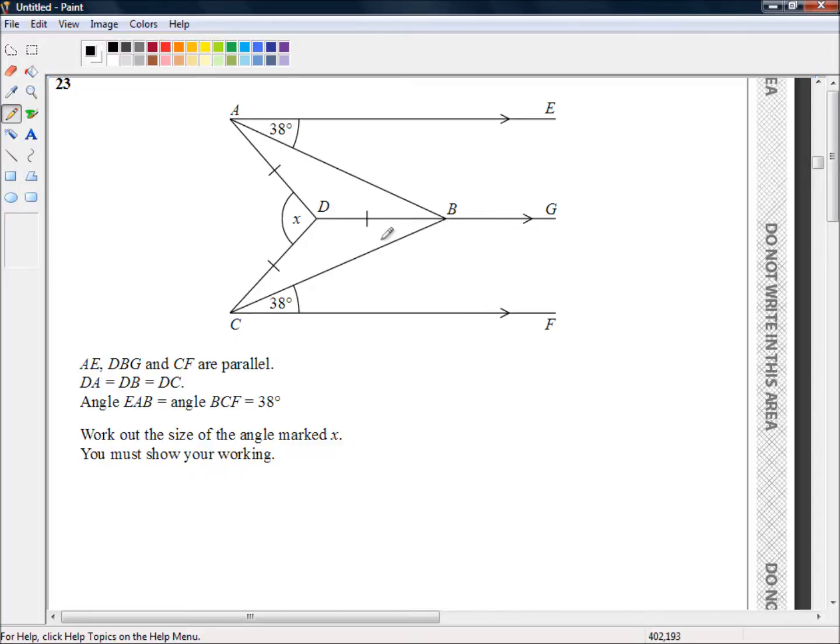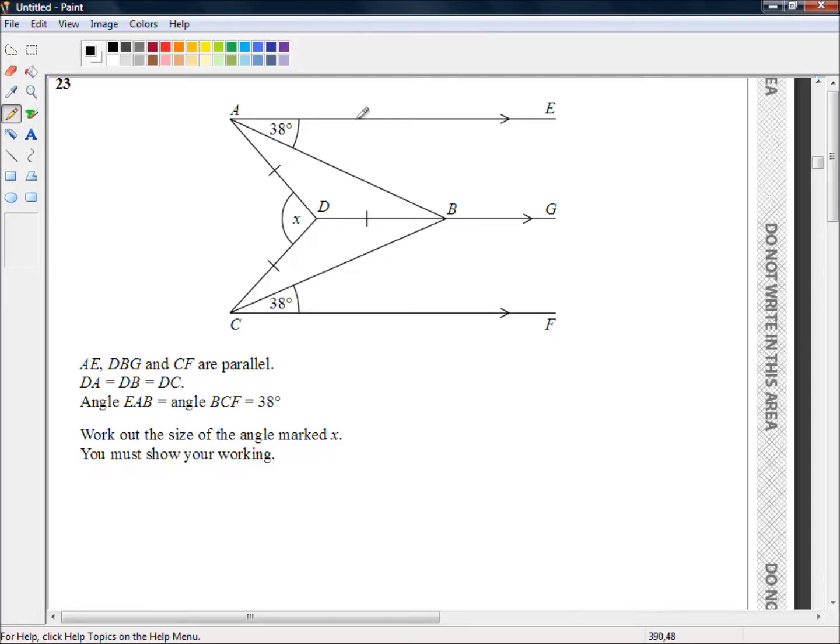So we have ourselves a diagram and the instruction says lines AED, BGE, and EF are parallel, and you can see these are parallel because there are arrows on them that indicate that. DA equals DB equals DC, so that's these lines here, and they're all equal in length as indicated by these dashes on the lines. Angle EAB is equal to angle BCF, which is equal to 38 degrees, and again they're marked on the diagram. Work out the size of the angle marked X. You must show your working.